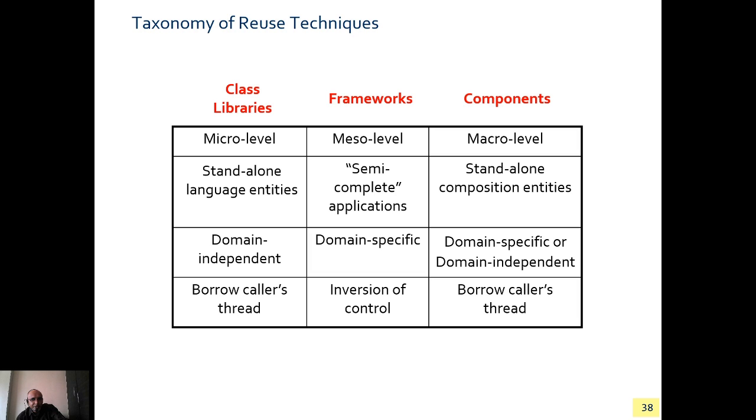So class libraries are domain dependent, components could be domain specific or domain independent, but frameworks are domain specific. So a framework which has been built for a particular purpose will not be available for another specific domain so easily. Class libraries implement a borrow-caller's-thread mechanism, where the call is made in. Frameworks work around an inversion of control. And in case of components, the same principle applies as with class libraries, that is, borrow the caller's thread and then get the call done.